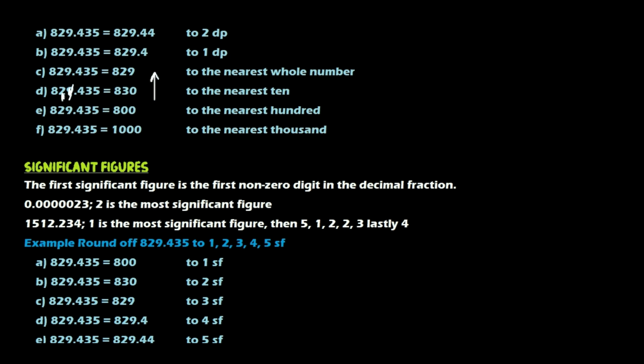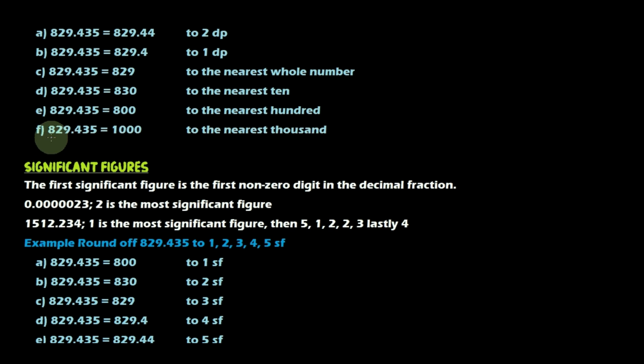Then we have 830. Then, rounding off to the nearest 100, we look at the number that is in the hundreds column. That is 8 in this case. We look at the right number, 2. 2 rounds down, it becomes 0. You do not add anything to 8, then it becomes 800.